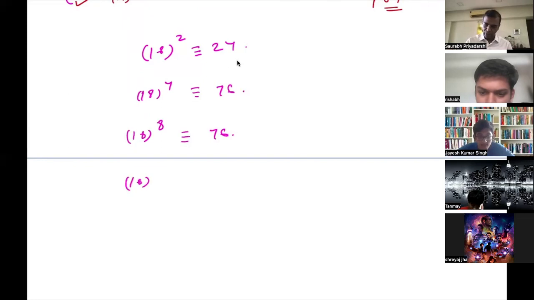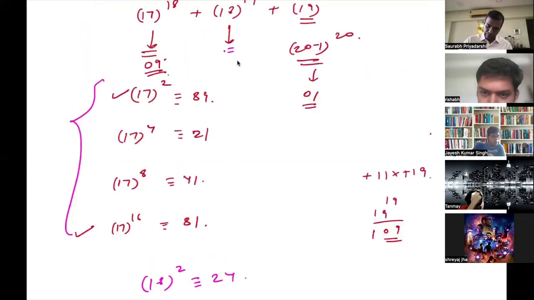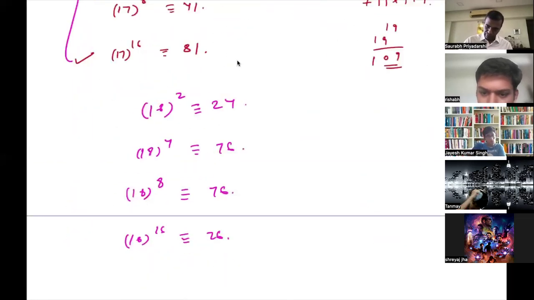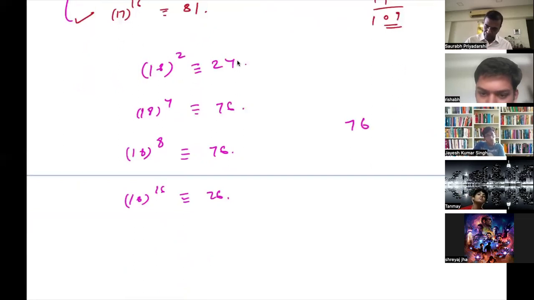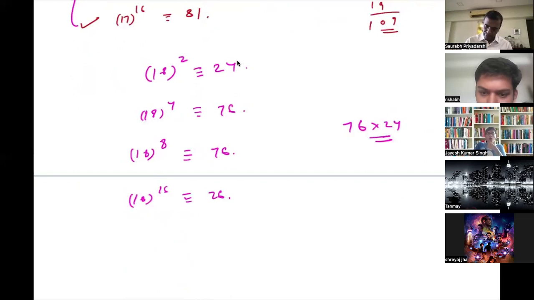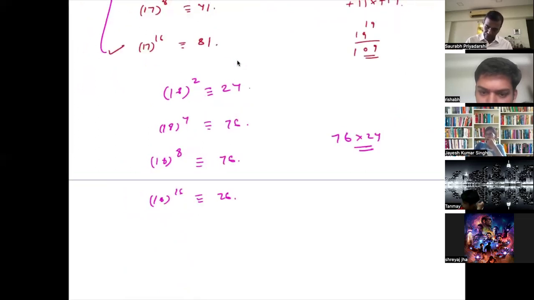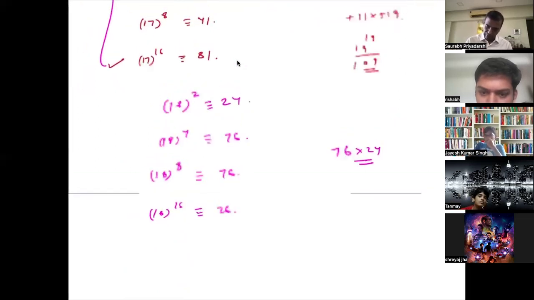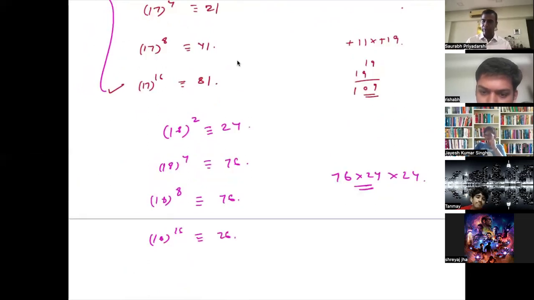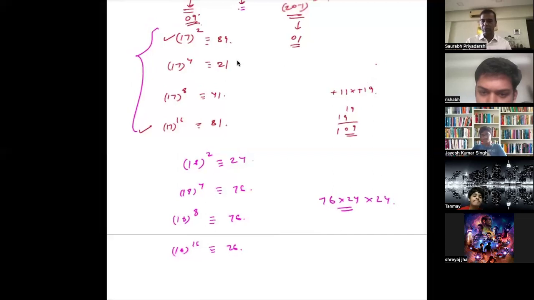So for this you are getting 76 into 24 into 24. Something like this now. What we required? 19. So 16 power of this, 2 power of this, and 1 power of 24. What number you are getting from this? 76 into 24, 24.